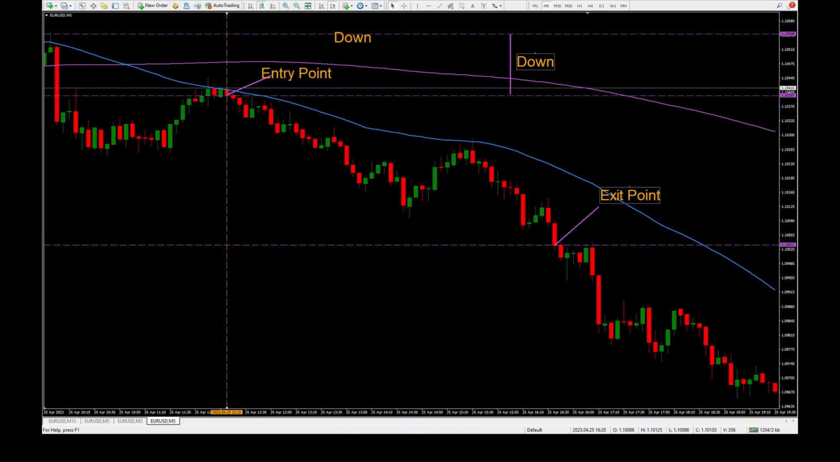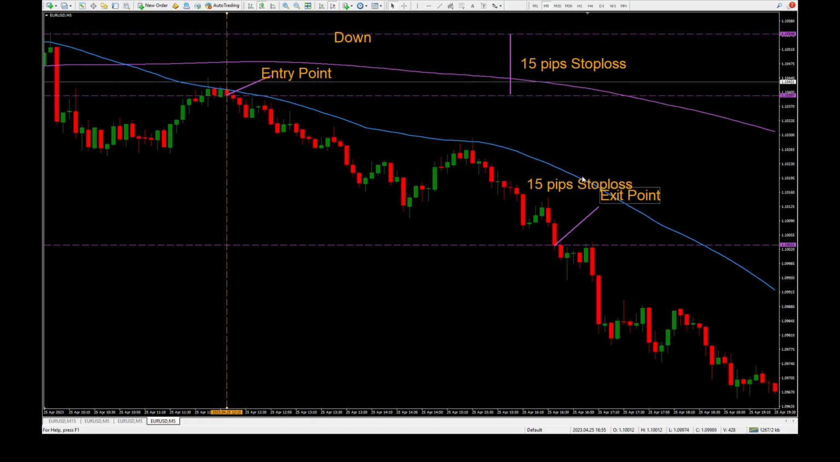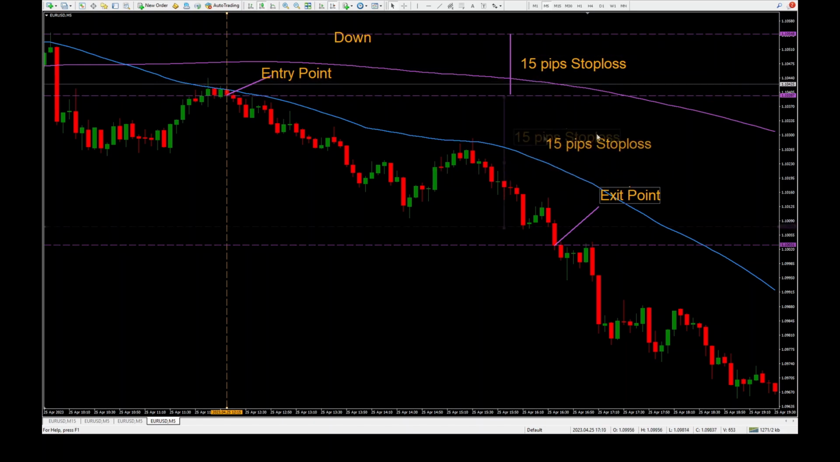In this case, the risk is defined as 15 pips, which is the amount that a trader is willing to lose if the trade doesn't go as planned. To achieve a 1 to 2 risk-reward ratio, the potential profit target should be set at twice the amount of the risk, which is 30 pips.